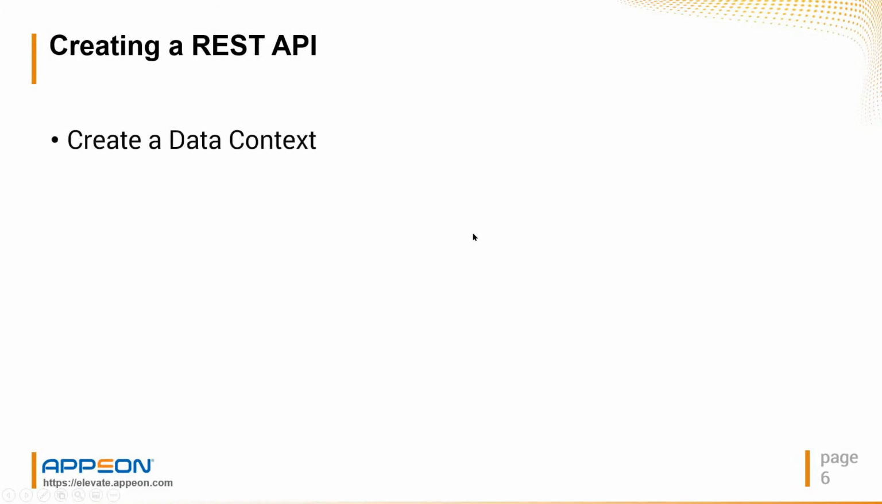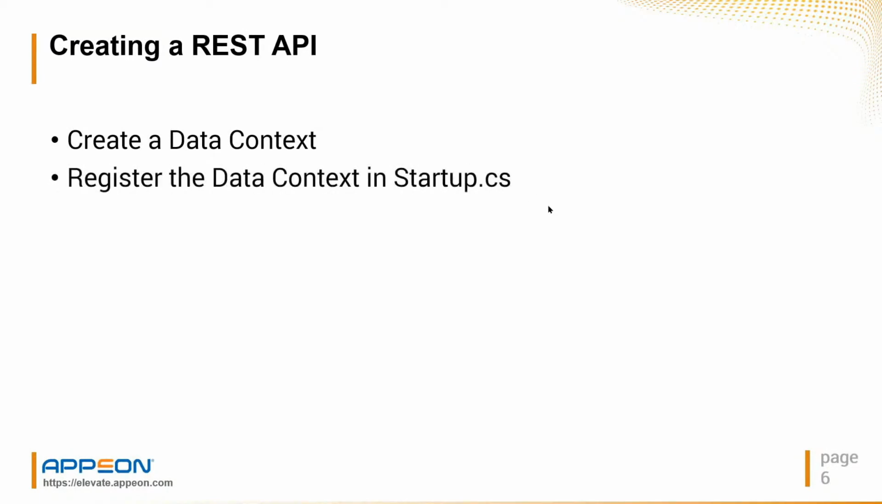Let's look at creating a REST API. So there's a couple different steps here. The first step is you create a data context. In PowerScript terms, that's creating a transaction object, SQLCA. You then register, there's two main files that we'll get into. There's a startup file and there's a program file that are common to any ASP.NET web service.